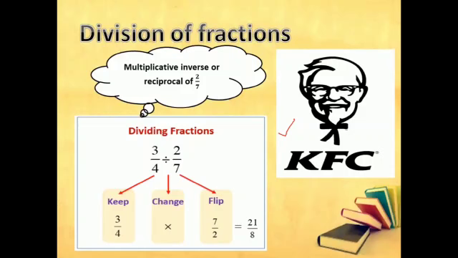So keep, flip, change. It means keep the first fraction same, flip the second fraction and change the operation, that is division, to multiplication. Flip the second one means you are using the multiplicative inverse, or you can name it as reciprocal, of 2/7 as 7/2. Then 3/4 into 7/2 gives 21/8. Once it becomes multiplication, you can apply the cancellation process by using HCF.